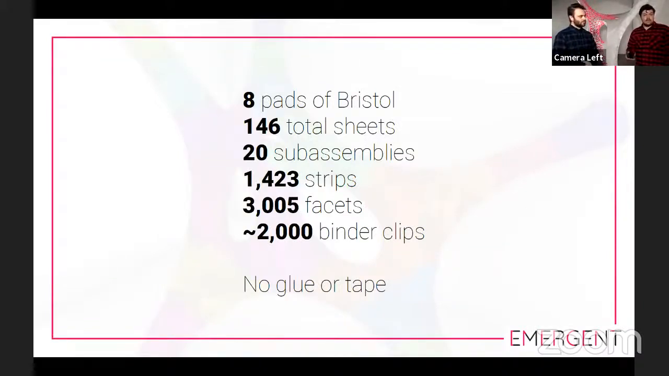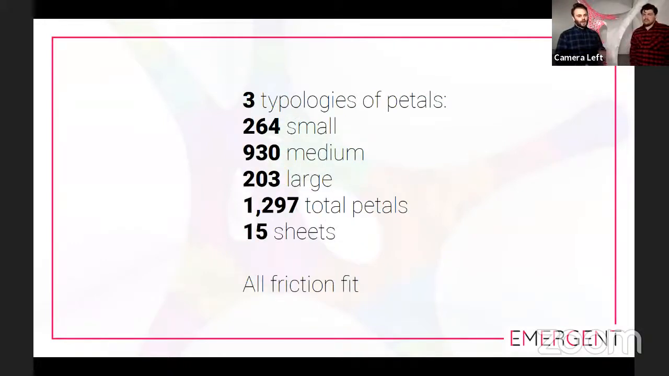So in total, we've got some stats for you. We used 8 pads of Bristol board paper, which is 146 sheets. And here you can really see the benefit of making strips. Instead of having 3,005 parts representing each face, we had about half of that, turning them into strips. And we had almost infinite binder clips, and there's no glue or tape involved in this assembly. This whole thing could come back apart and lay flat again. And why don't you tell them about the petals?